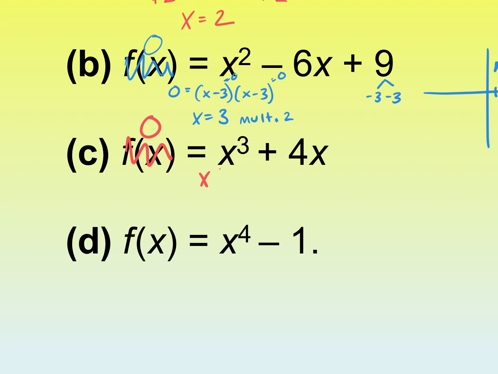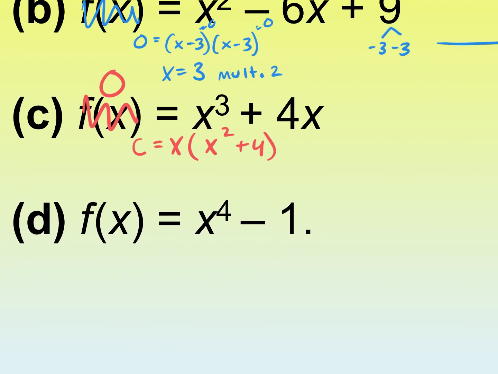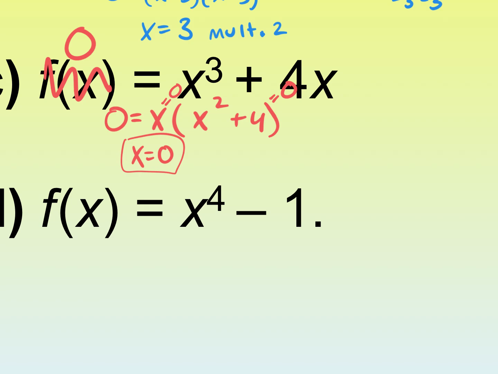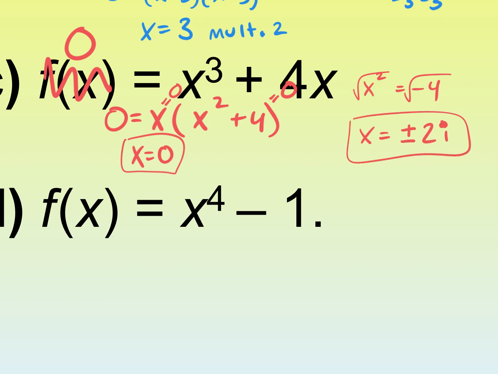Take out an x. When we take out an x, we're left with x squared plus 4. Can we factor this anymore? Nope. So we're just going to set both pieces equal to 0. So x equals 0. That's one of our answers. How do I find the other? Subtract 4 to both sides. So we get x squared equals -4. Take the square root. What does x equal? Positive and negative 2i, because we take the square root of 4. So this would be our other 2 answers.